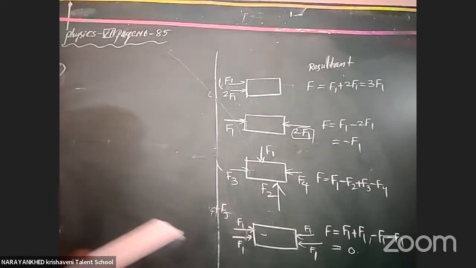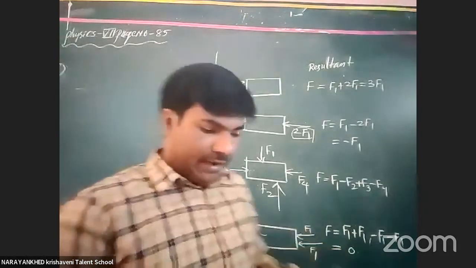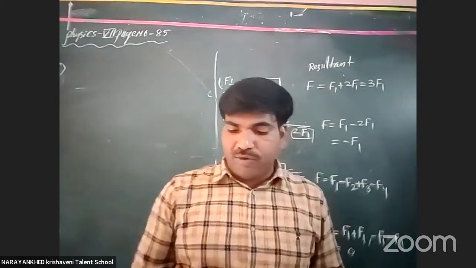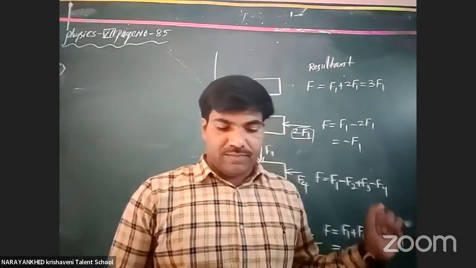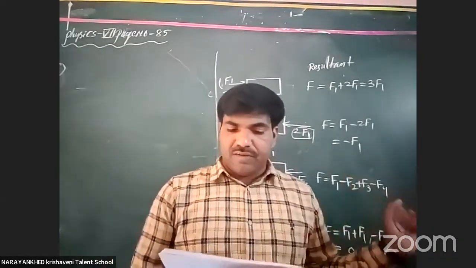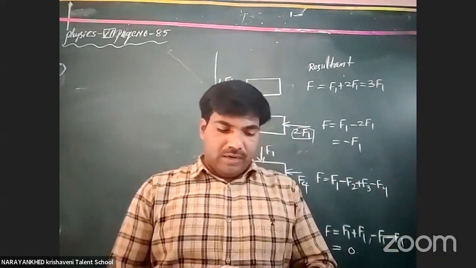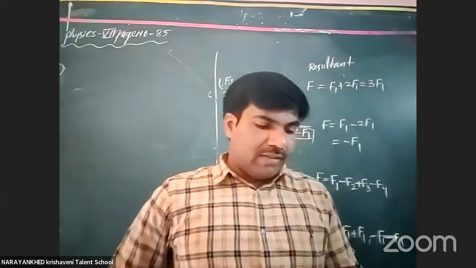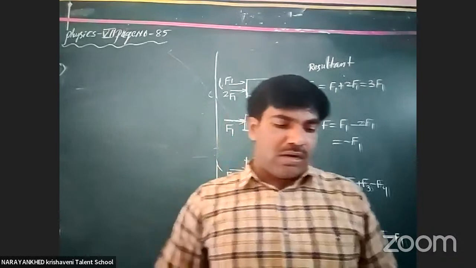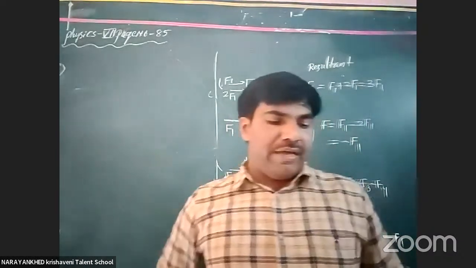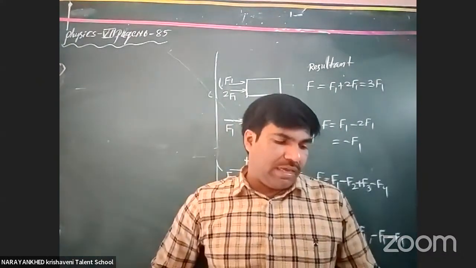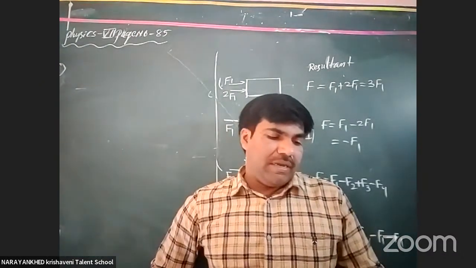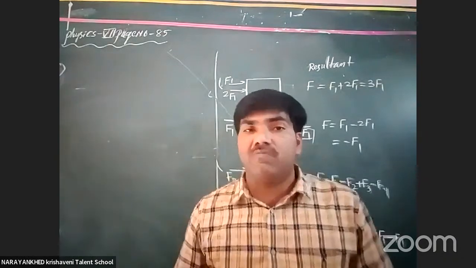Assertion and reasoning questions. Check this one. A: A tablecloth can be pulled from a table without dislodging the dishes. B: To every action, there is an equal and opposite reaction. Both A and B are true.